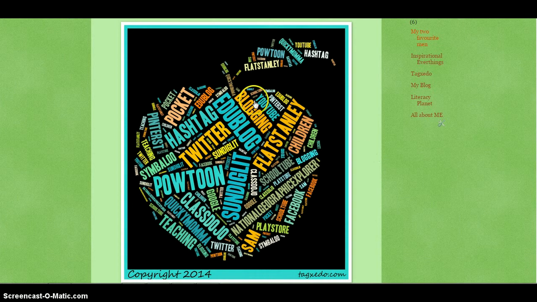So Tuxedo is a resource which you can go on. You can choose your picture. So as you can see, I've chosen an apple shape. You can see the words all fitted into an apple. And then basically you write all sorts of words that have to do with that. So I chose an apple because I was doing this for my blog, and because I'm going to be a teacher, an apple is the first thing that came to mind.